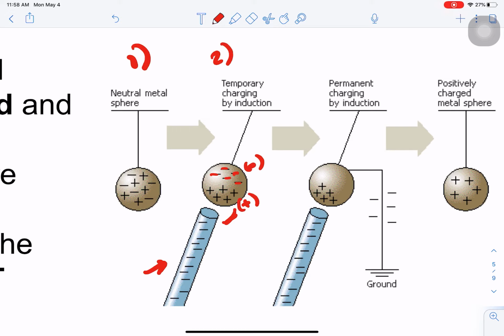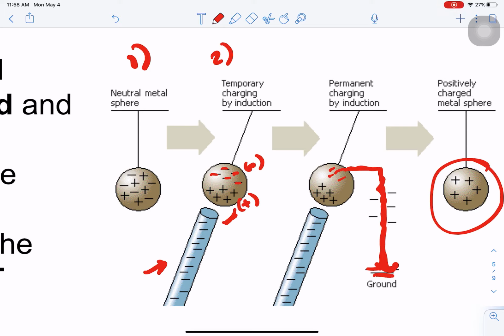Now, let's say we were to attach a wire to this sphere. If we ground something, we're attaching it to the ground. So electrons from the ball can move through the wire into the ground. Well, if electrons are moving from the ball into the ground, you're actually losing negative charges. So now the ball is positively charged because you lost those electrons.